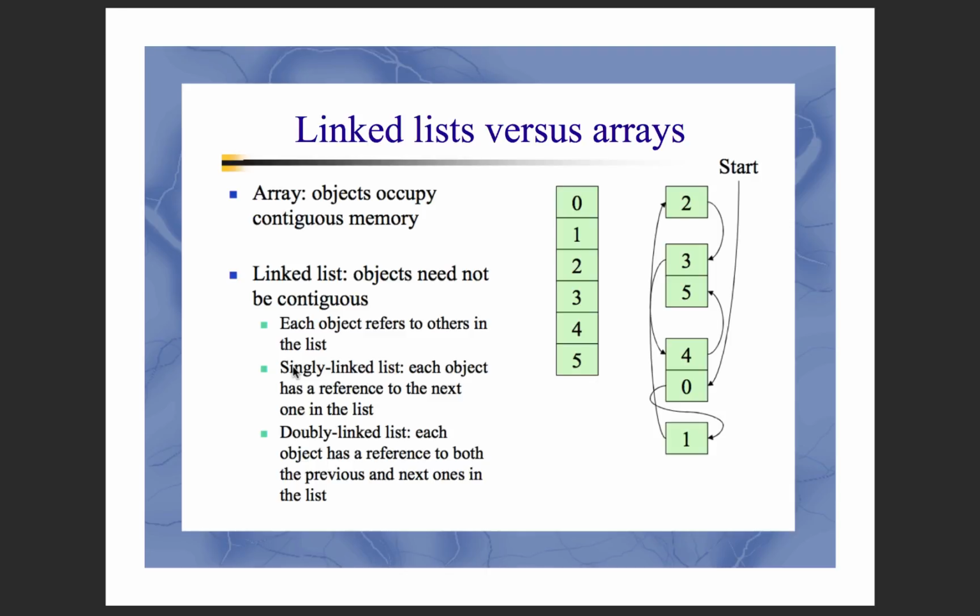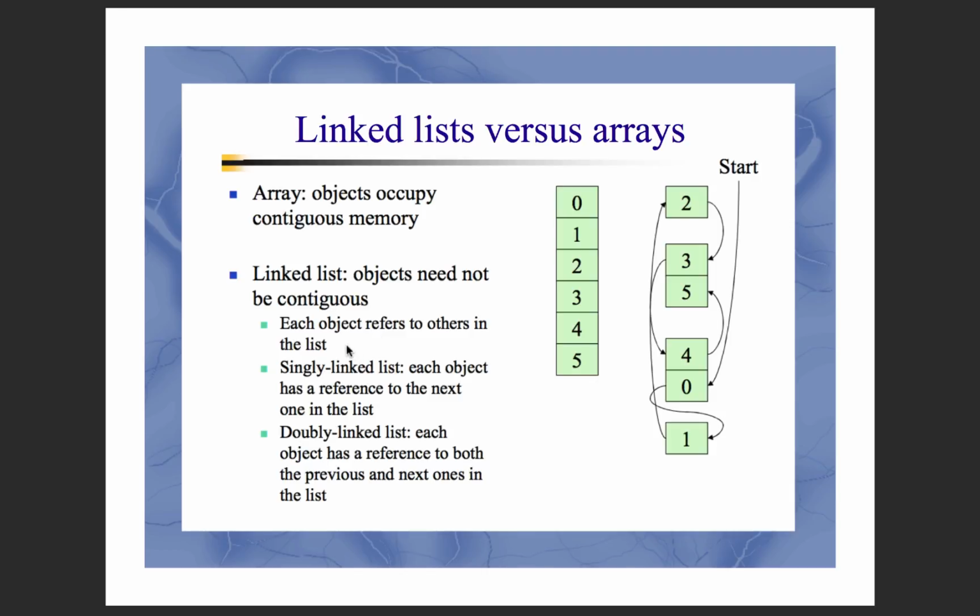A linked list can be a single linked list, or it can be a double linked list. What is a single linked list? Each object has a reference to the next one in the list. You can see that this is a single linked list. Each element has a reference to the next element, this element has a reference to the next element, and this element has a reference to the next element. What is a double linked list? Each object has a reference to both the previous and the next one. If you have an object that refers to the next one and also to the previous one, then you can call it a double linked list. We will see some double linked list examples.